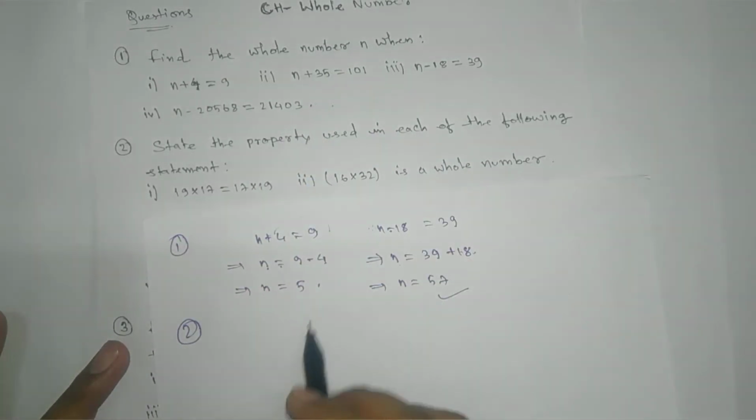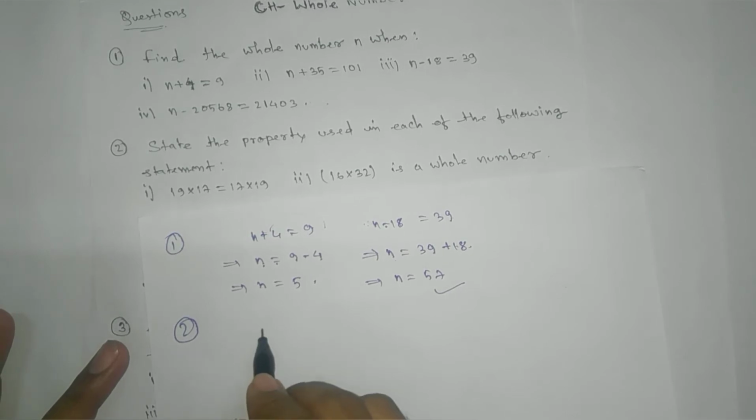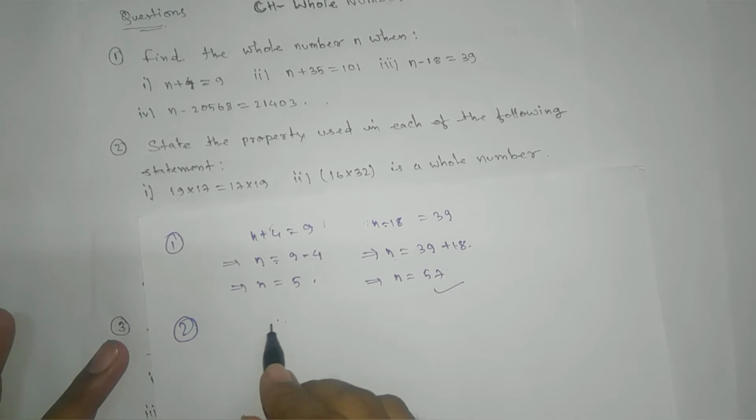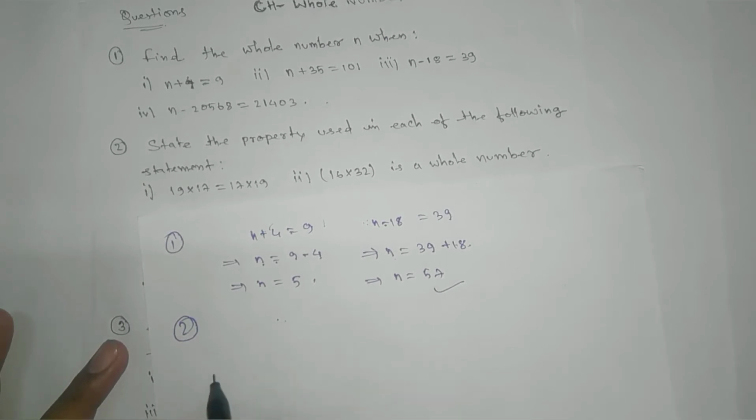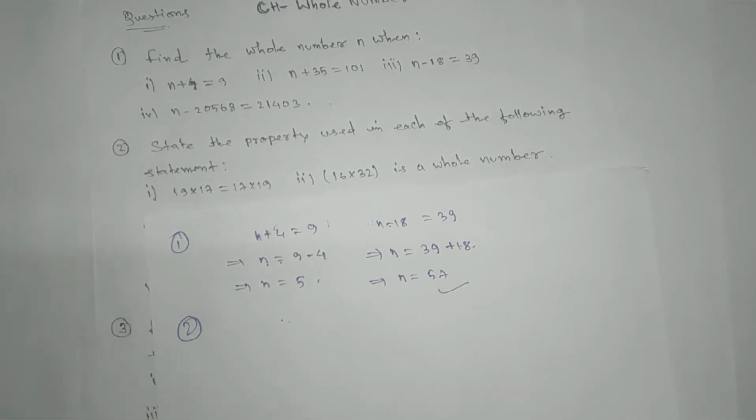There are lots of properties, like closure property. That means when you take any two numbers and multiply, you will get a whole number again. That is the closure property for multiplication. And if we take two numbers, add them and you get a whole number, then it is the closure property for addition. So here: closure property, associative property, commutative property, multiplicative property for 1, multiplicative property for 0. This we're going to see.